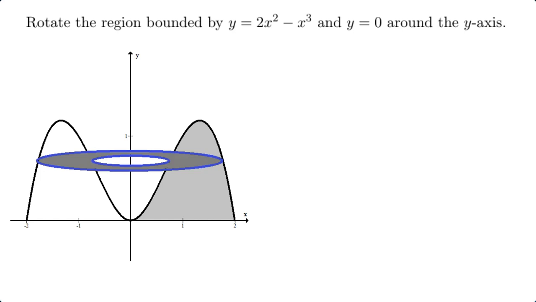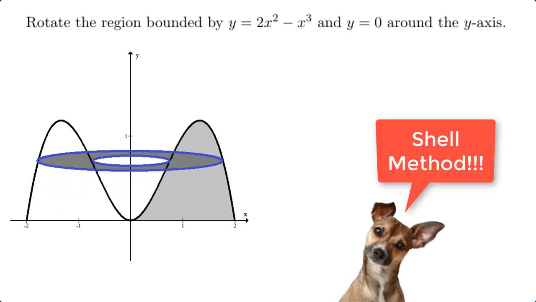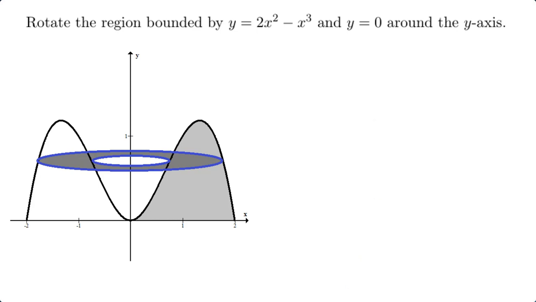Second, notice that the washers are slicing about the y-axis. This means that all the functions need to be in terms of y. We can't do that with this function. Therefore, we need a new technique. Again, that's what the shell method's for. In the shell method, instead of cross-sections being a washer, they will now be cylinders.